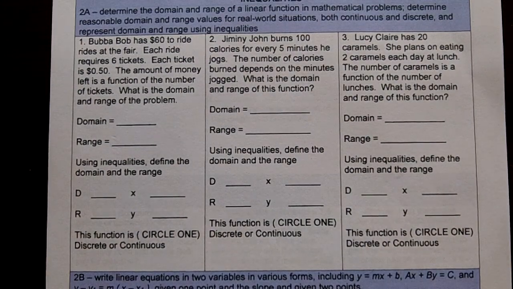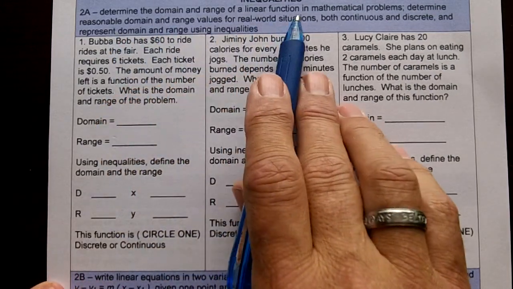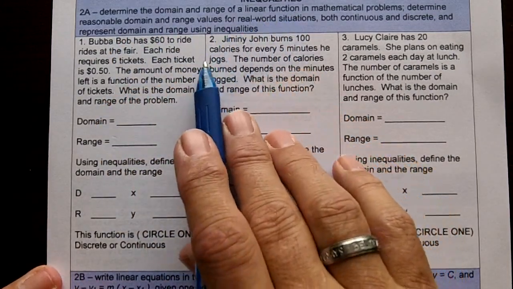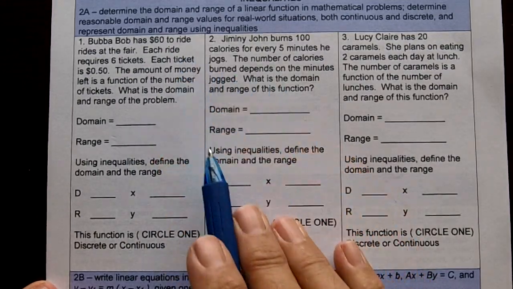Okay, we're doing a Category 3 review for the STAAR test. You can read the text up here. Basically, we're going to find the domain and range of these and define them with inequalities.